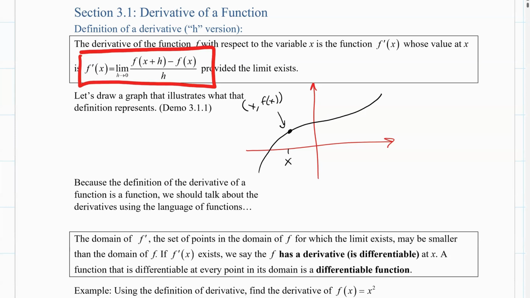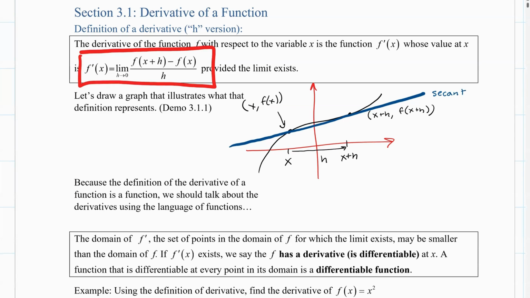Now, let's say we move some distance h from x, and now we're at x plus h, making this point right here x plus h for the x coordinate and f of x plus h for the y coordinate. Now let's ask, what is the slope of the line that goes through those 2 points? Well, first of all, that line is called a secant line.